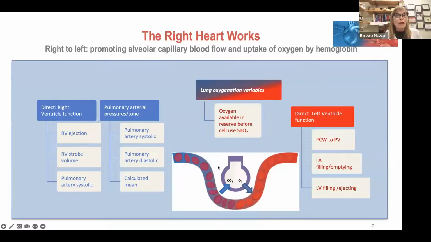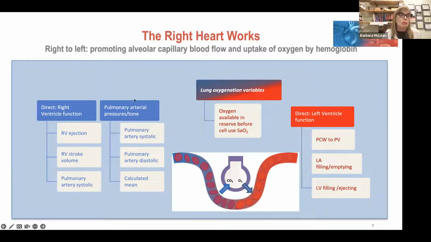Okay, now the right heart works in the exact same way, except it's mobilizing blood flow against a very low resistance circuit. So the right ventricle ejects, and we call that the right ventricular stroke volume. And we're going to evaluate that with pulmonary arterial systolic pressure. Because remember, we don't have a catheter in the RV. We shouldn't. But what we have is a catheter in the pulmonary artery. So systolic pressure in the pulmonary artery is reflecting RV ejection. And then we talk about the pulmonary arterial pressures and tone.